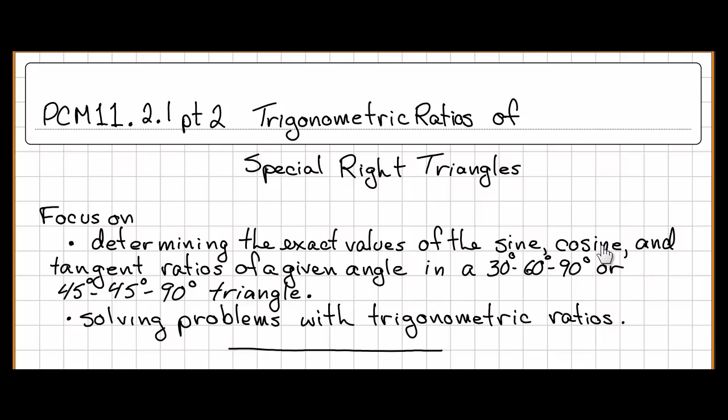In today's lesson, we'll study the sine, cosine, and tangent ratios of special right triangles. This is also in section 2.1, which starts on page 74. It's part 2 of the lessons on 2.1. So we're going to focus, as you see here, on determining the exact values of the sine, cosine, and tangent ratios in a 30, 60, 90 triangle or a 45, 45, 90 triangle. And we're going to look at how we can use that skill set to solve some problems with trig ratios.